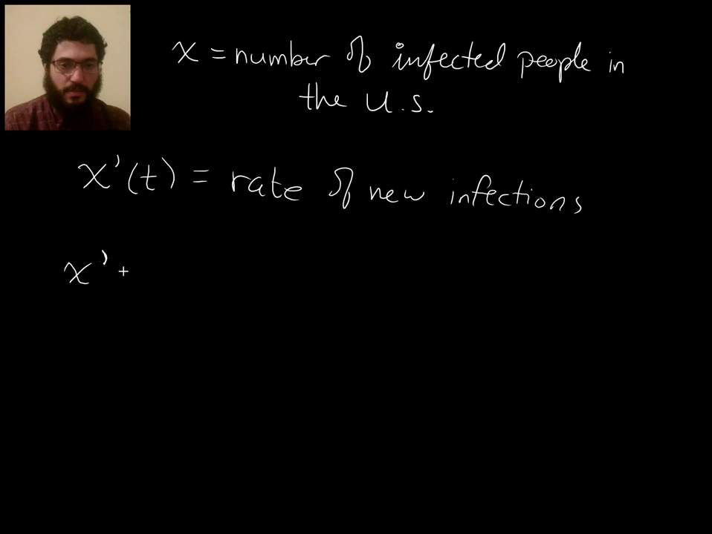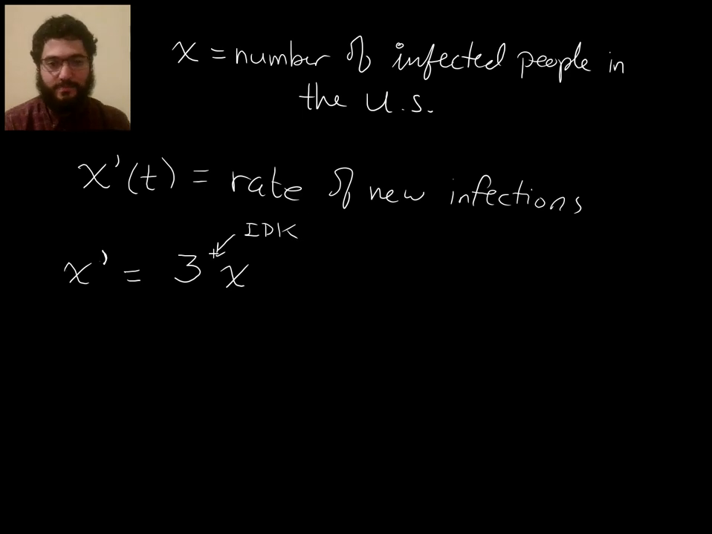So what I'm suggesting is x prime is proportional to x. So x prime is something times x, and there's some proportionality constant. I don't know what it is, but let's just pretend it's 3 so that we have some number. So I'm not sure about this 3, but we'll just put something there for now. Okay, so let's suppose x prime is 3 times x.